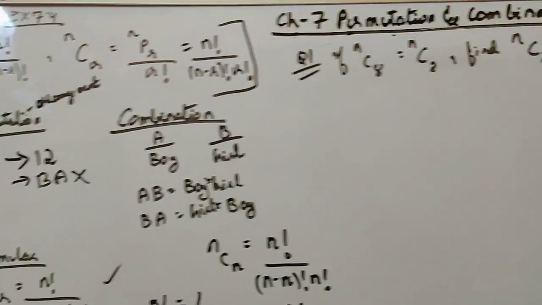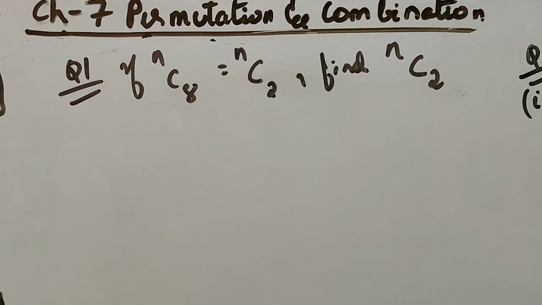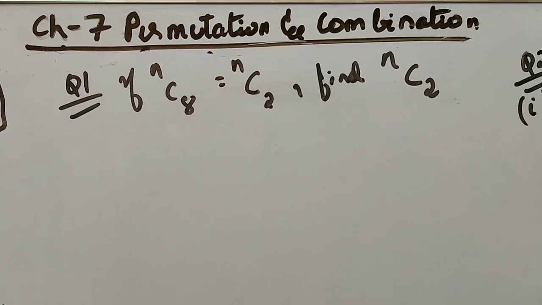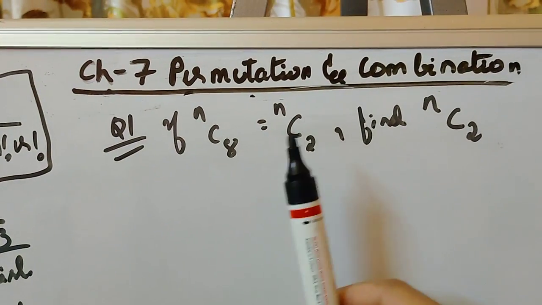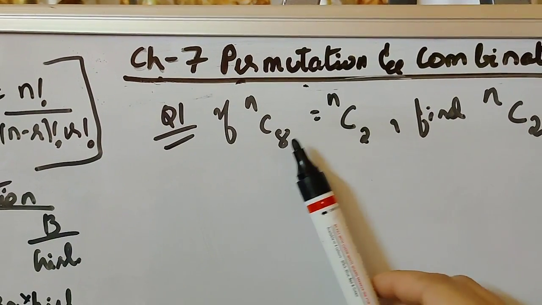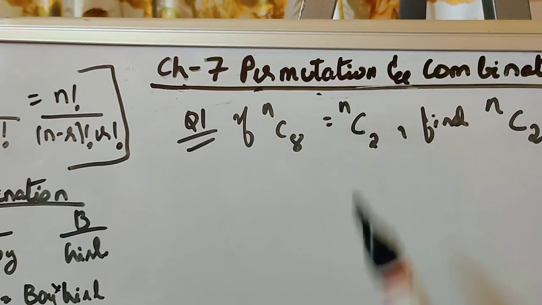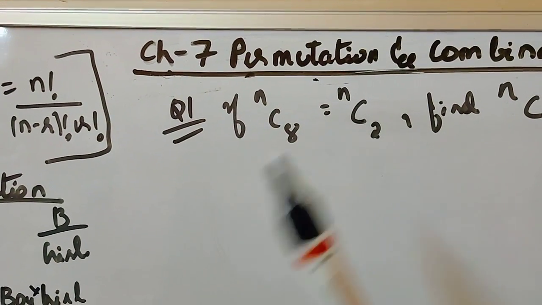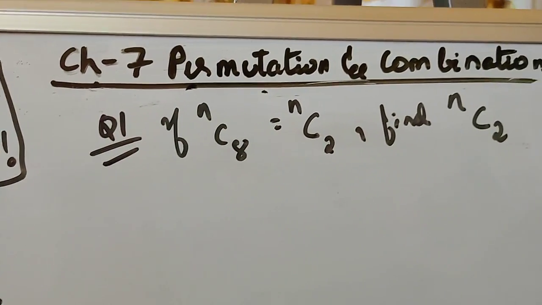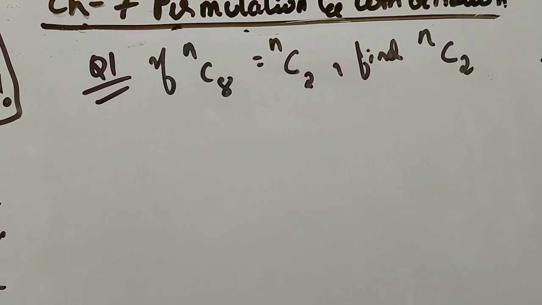Now we will solve question number 1. Find nC8, if nC8 equal to nC2, find nC2. I told you, whenever two combinations are being compared, the lower values, that is your r values, you will equate their sum to n. And then we can find out what my nC2 is. Now you see here.